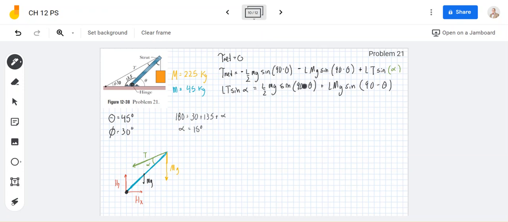And so now I can put that in. So the L's magically disappear. So I have T sine 15 is equal to little mg, 45 times 10 over 2, sine, well, this is funny because theta is 45 degrees, so 90 minus 45 is 45. Plus big MG, 225 times 10 times the sine of, again, 90 minus 45 is 45.